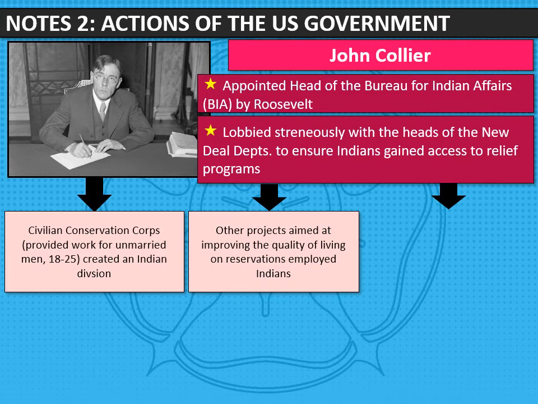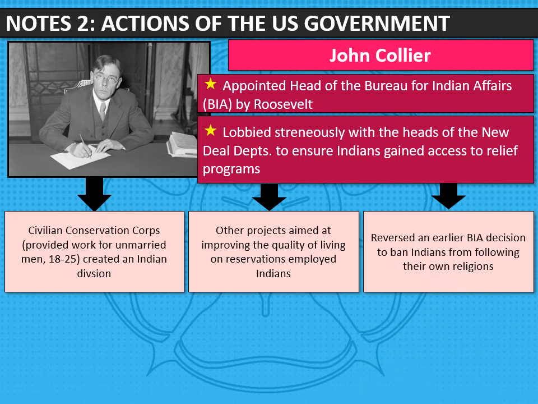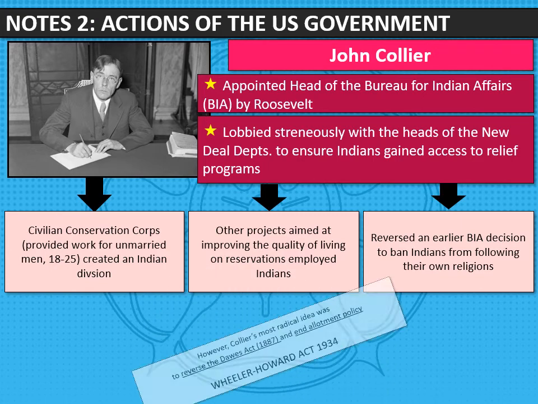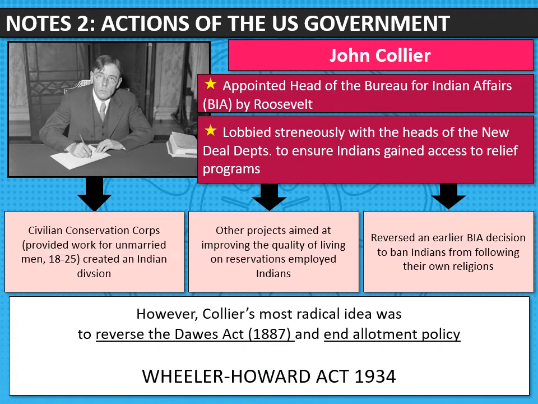Other projects to improve life on reservations through the employment of Indians are also pursued. And an earlier BIA decision to ban Indians from following their own religions is reversed. However, the most significant piece of legislation, and Collier's most radical idea, is to reverse the Dawes Act and end allotment policy, which has been in place since 1887. This is done through the Wheeler-Howard Act of 1934, which is also known as the Indian Reorganization Act.